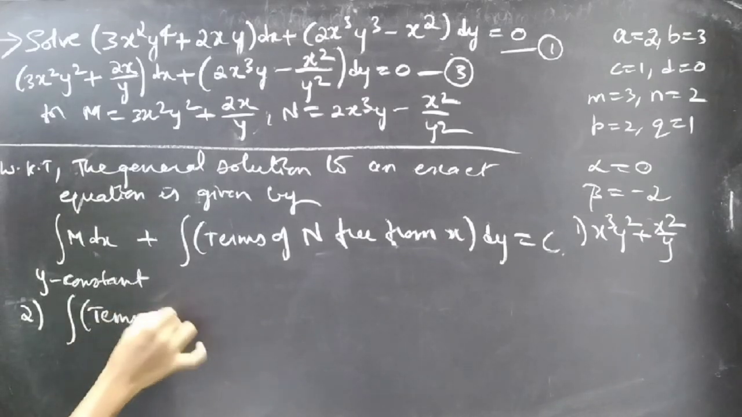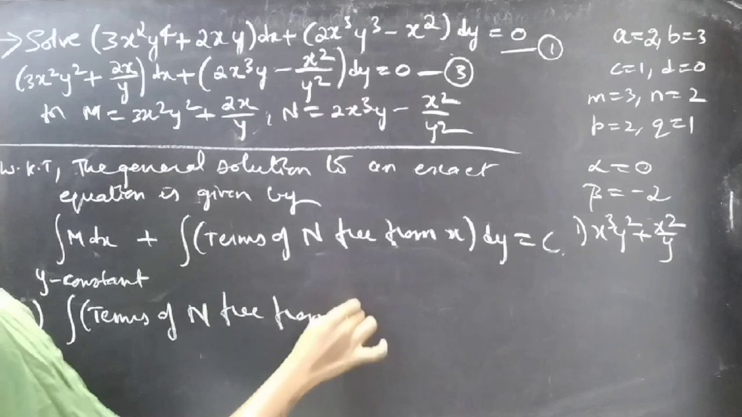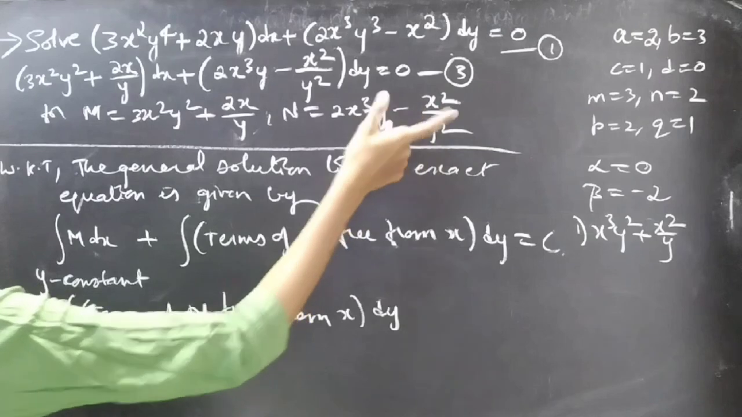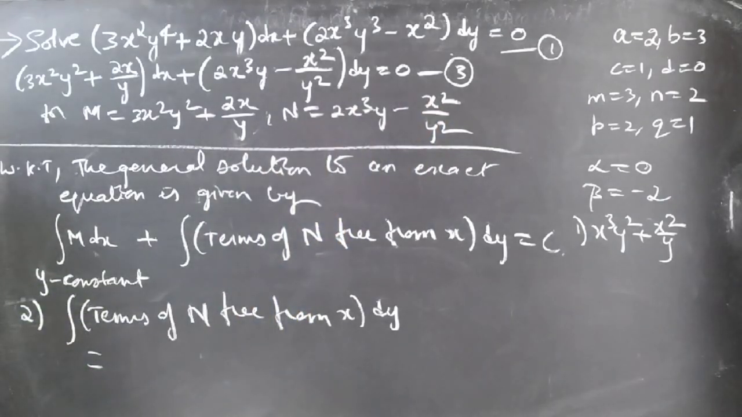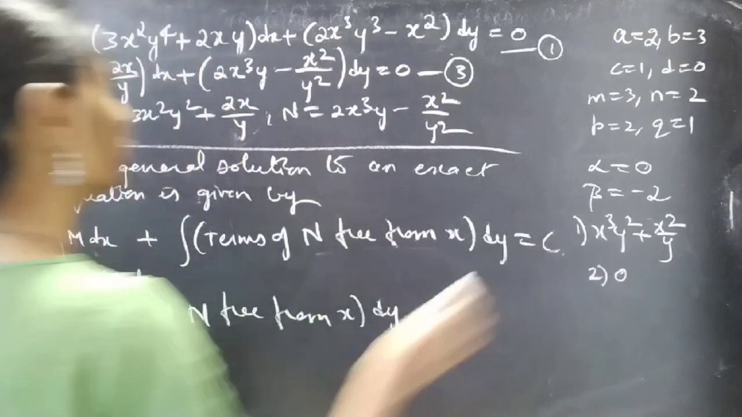The integral of the terms of N free from x, with respect to y. Now observe N. In both the terms we have x. There is no term which is free from x. So the integral of the terms of N free from x is 0. So the result obtained from the second integral is 0.